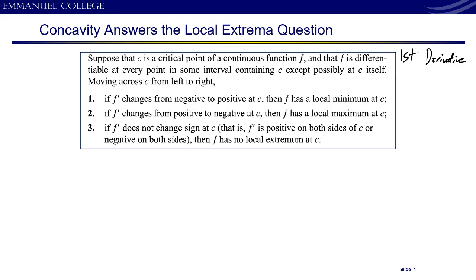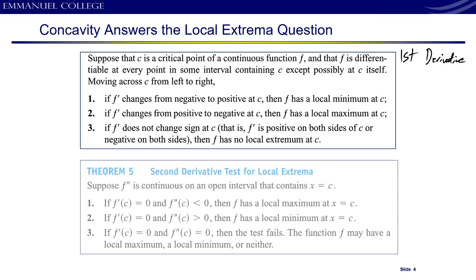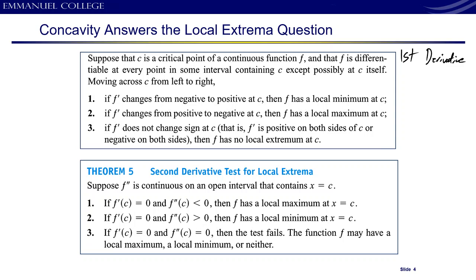So critical points go with first derivatives. Now the second derivative test for local extrema kind of puts the two derivatives together. So if f prime of c is equal to 0 and f double prime of c is less than 0, then it has a local maximum. Because this says that the slope is 0, and if it's negative, this is concave down, so you would have something like this. And then number 2, f prime is 0, you would have something like that.